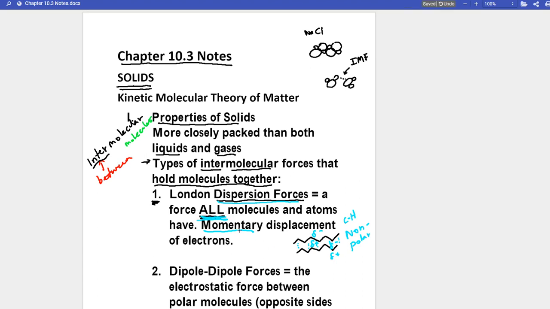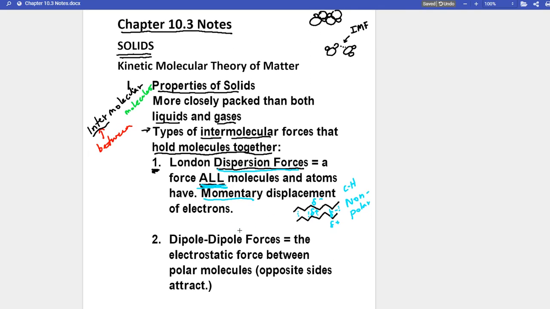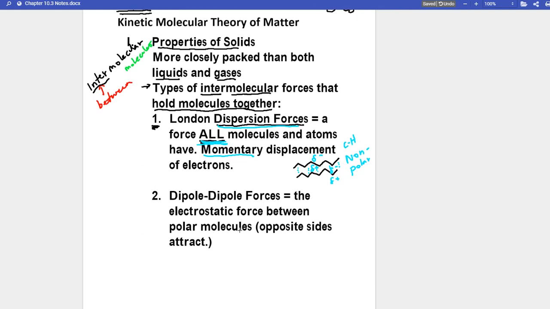The second type of intermolecular force is called a dipole-dipole force. Dipole meaning two poles, so we have a positive end and a negative end, and we have two polar molecules, so dipole, dipole. It's the electrostatic, that's positives and negatives, force between polar molecules. So this one up here was for all molecules. Number 2, dipole-dipole is just polar molecules. And a common example of dipole-dipole is HCl.